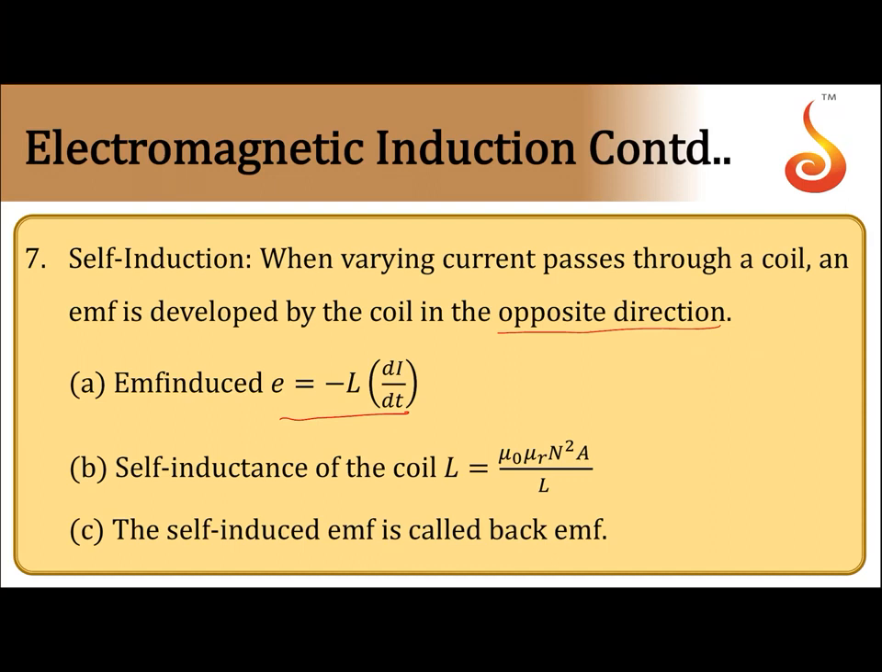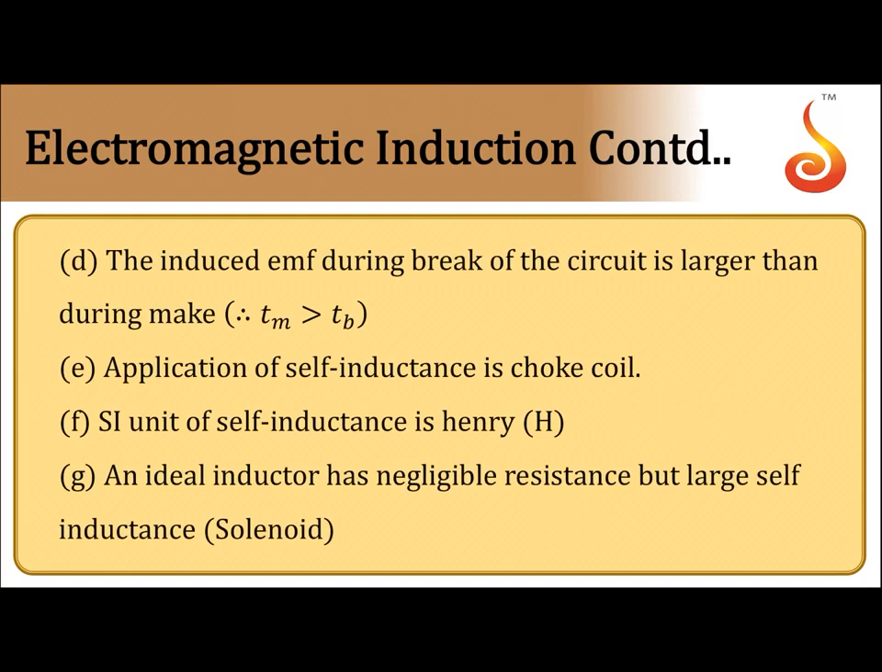The self-inductance of a cylindrical coil is given by mu naught mu r n square A divided by L, where n is the number of turns, A is the area of cross section, mu r is the relative permeability of the medium inside the core of the coil, and L is the length of the coil. The self-induced EMF is called back EMF. The induced EMF during the break of the circuit is larger than during the make.